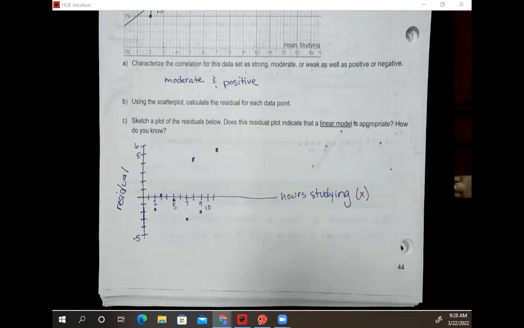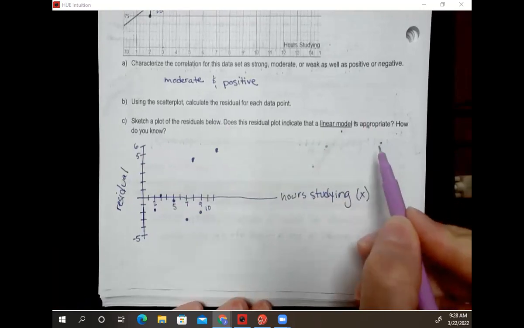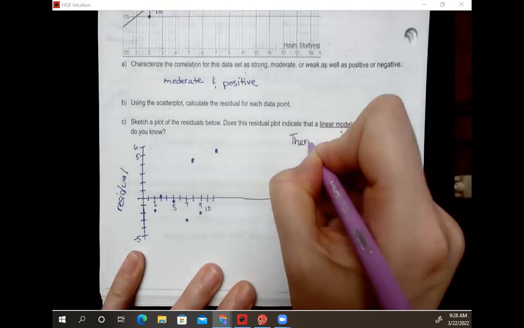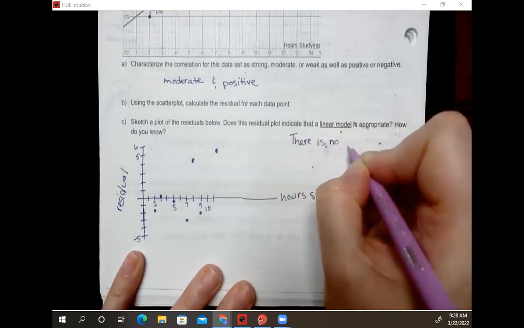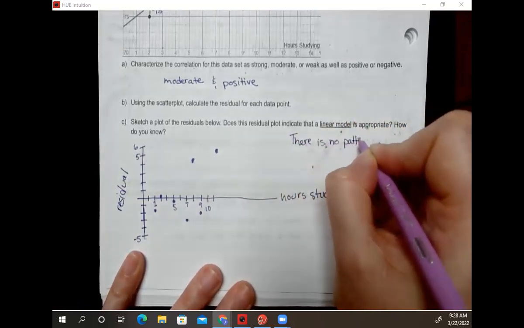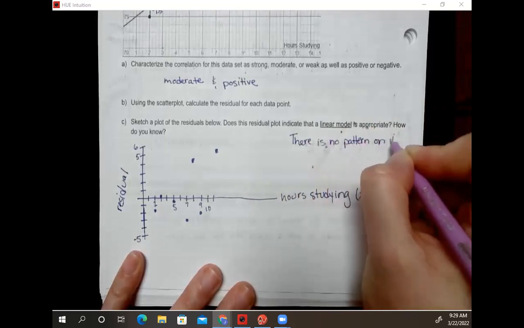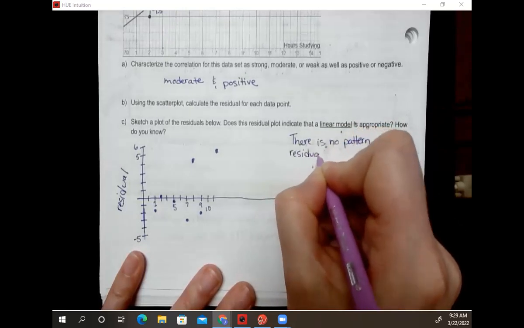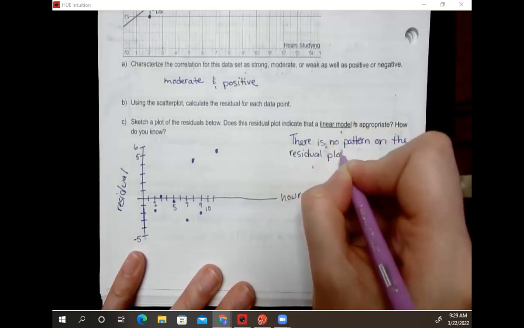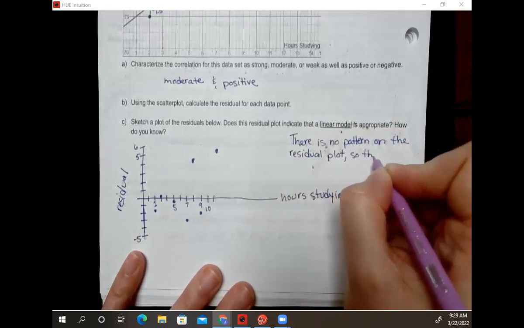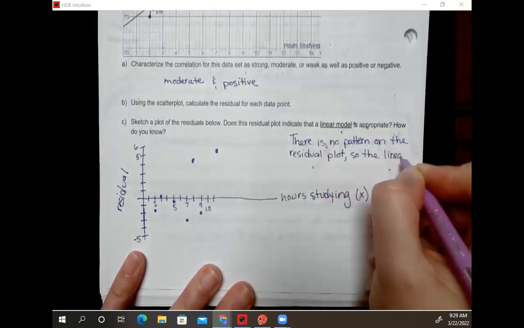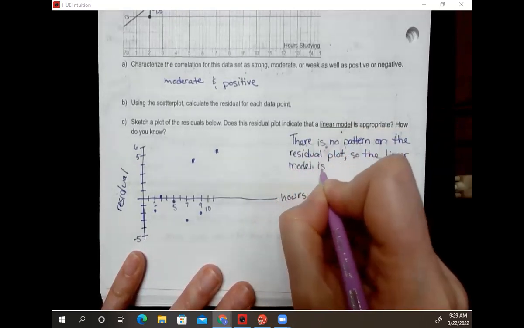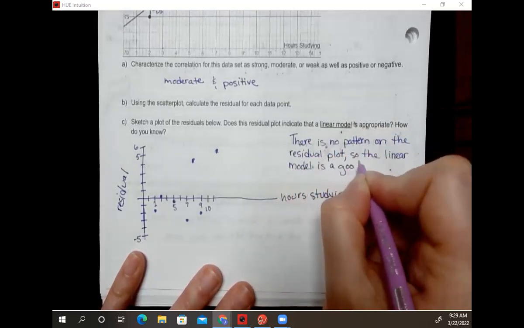So does the residual plot indicate that a linear model is appropriate? Yes, there's no pattern. There is no pattern on the residual plot. So the linear model is a good fit.